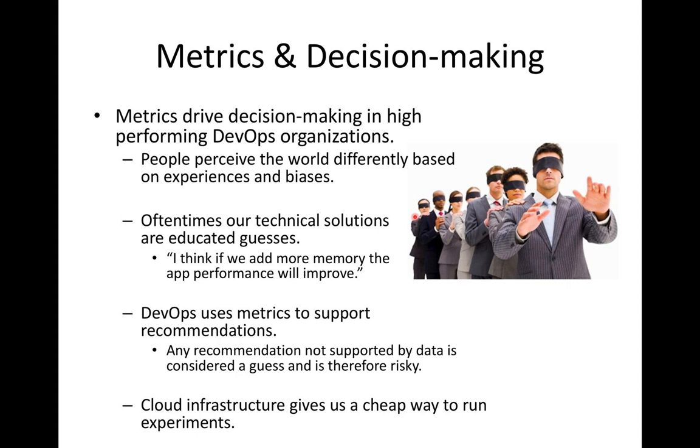In a DevOps organization, we fanatically collect metrics and we watch those metrics. We use those metrics to support our recommendations and our decision making. Any recommendation that is not supported by metrics and by data, we consider to be simply a guess, and we treat it as a risky guess. So whenever possible, we try to use metrics to drive decisions.